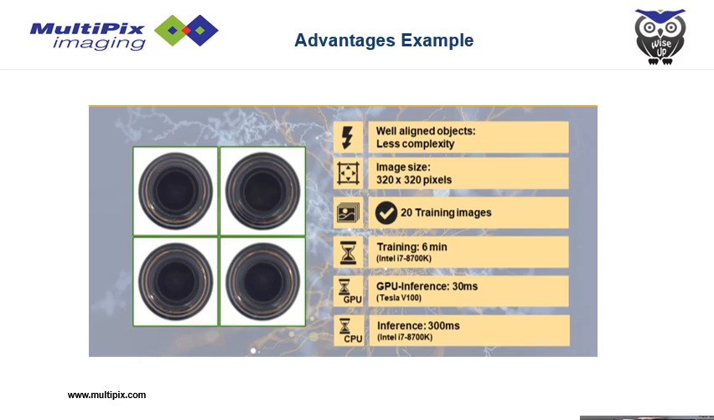We have a bottle here that we're looking down on in plan view, and this is giving us some example numbers that might apply to this kind of training. With well-aligned objects, there's even less complexity if we get the bottle in the right place. We don't need very high resolution images either. There's very little going on here, so we can use pretty low resolution images. 320 by 320 pixels in this case is what was used. Only 20 training images were used. It took 6 minutes to do the training on an Intel i7.